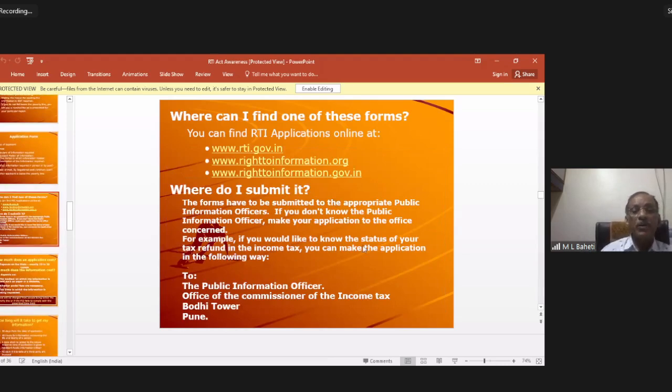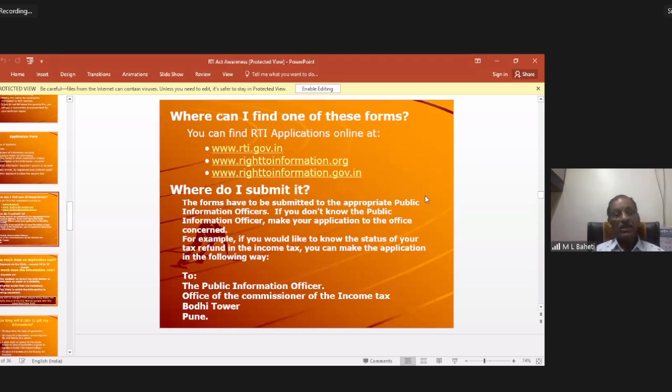Where can I find the RTI related information? You can find the RTI application online at rti.gov.in, then right-to-information.org, right-to-information.gov.in. Where do I submit it?